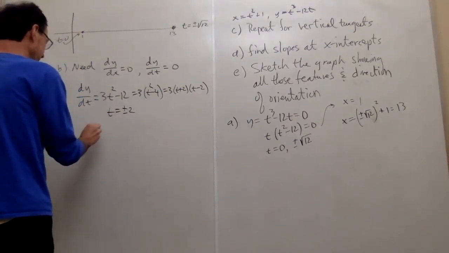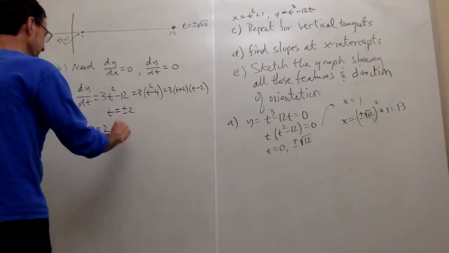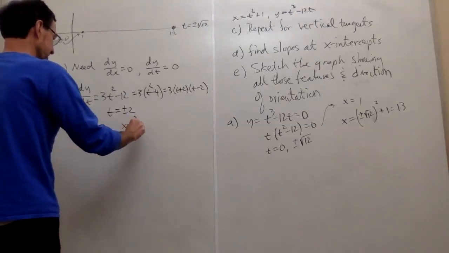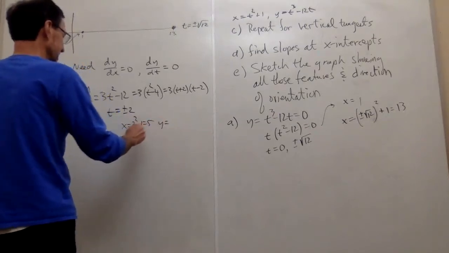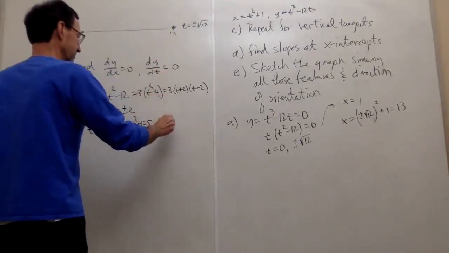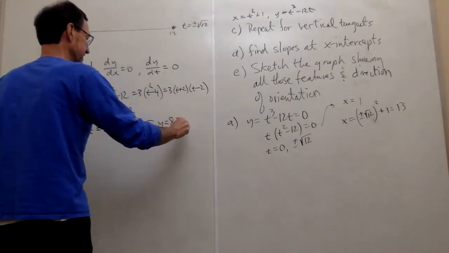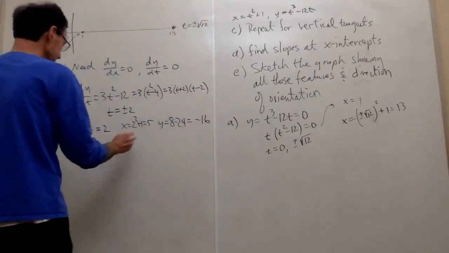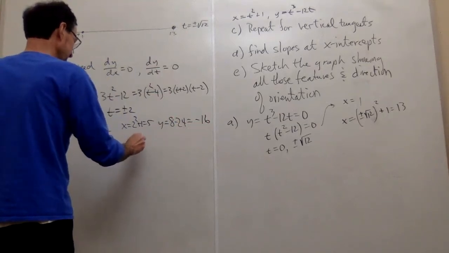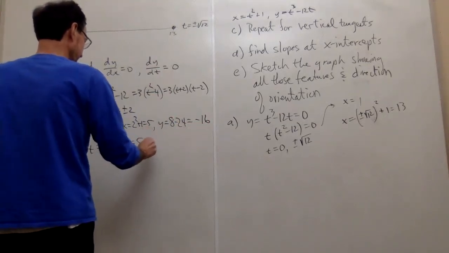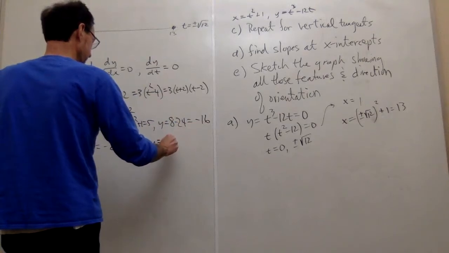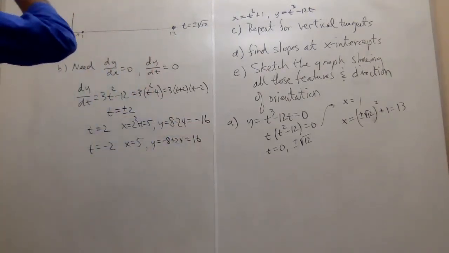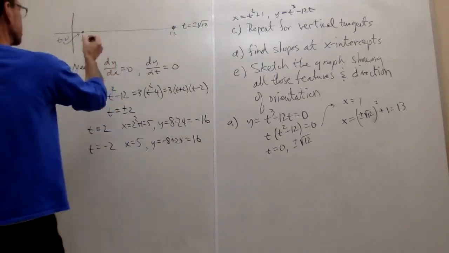Let's find the points on the graph. If t equals 2, then x equals 5, t squared plus 1. And y is equal to 8 minus 24, negative 16. And if t equals negative 2, x is still 5. Square that minus sign away. And y is equal to minus 8 plus 24, plus 16. So different points. Same x coordinate, but different y coordinates.